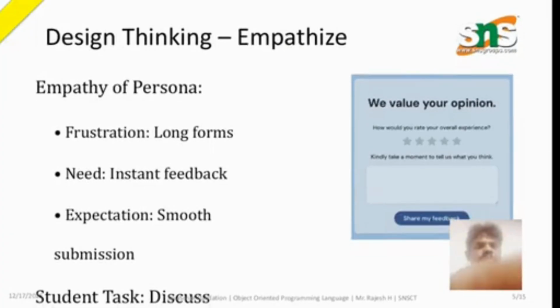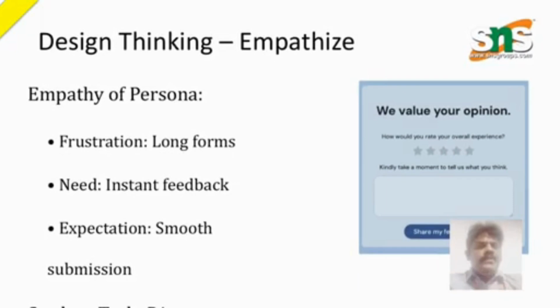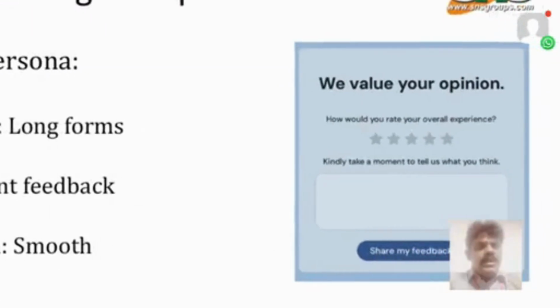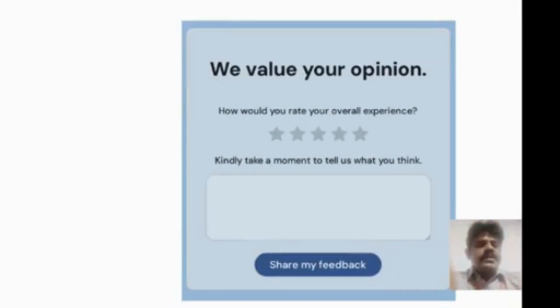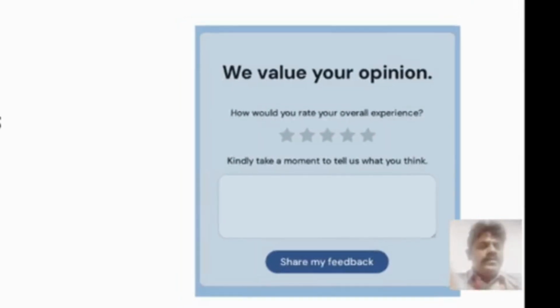So let us take a simple empathy persona, the person who is filling the form. If it is a long form, he may feel frustration because there is so much to fill in, and it creates a lot of confusion, and it needs patience. The need is to get instant feedback once the form is properly filled, or after filling the form, to receive some kind of feedback or opinions. So here the expectation is a smooth submission. You can see that after filling the form, there is a 5-star rating, where the user experience is asked for as feedback.